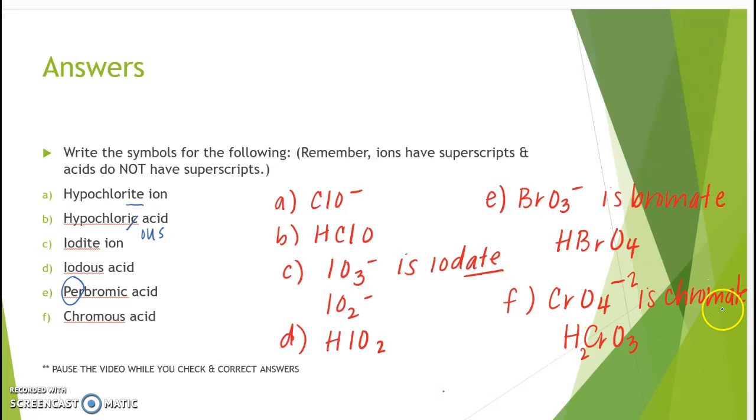You know that CrO4 2 minus is chromate. This is the ous acid, so you need the ite ion, so that's one less. So F is H2CrO3.